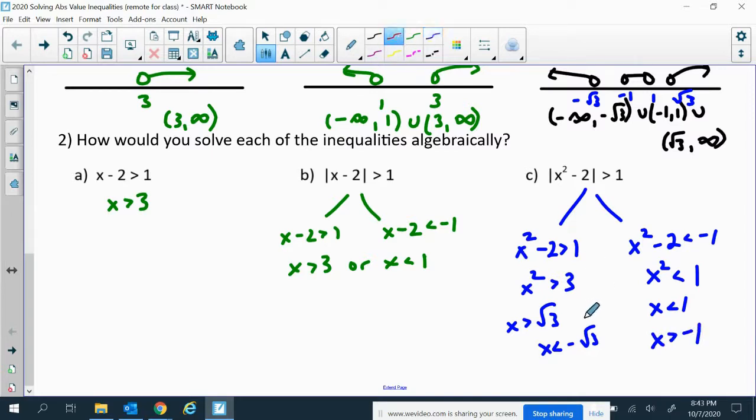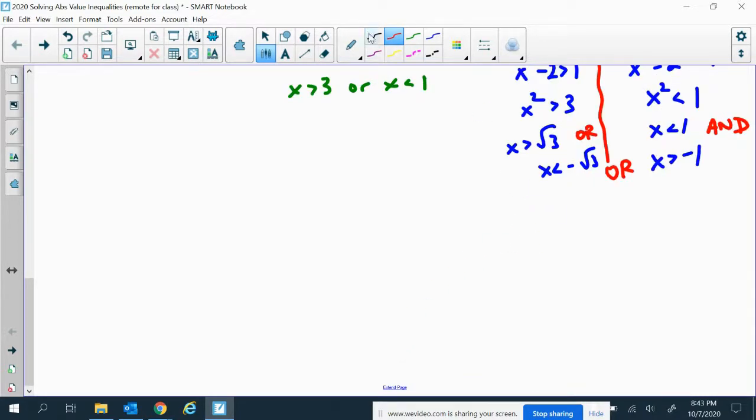Now, if I want to know what math words I would use in here, I would have an or and an and, and then this whole thing is like a giant or. So this is an or, this is an and. But that's really hard to understand, so that's why we taught the number line method.